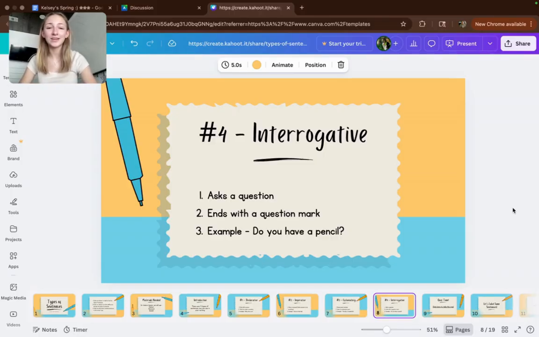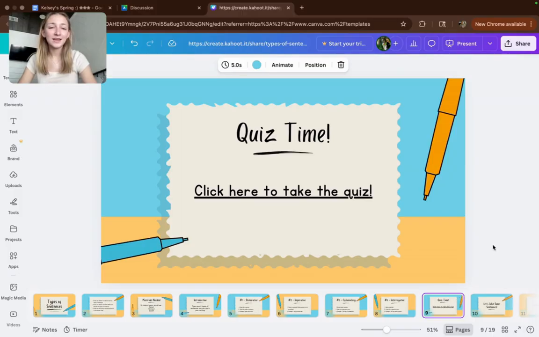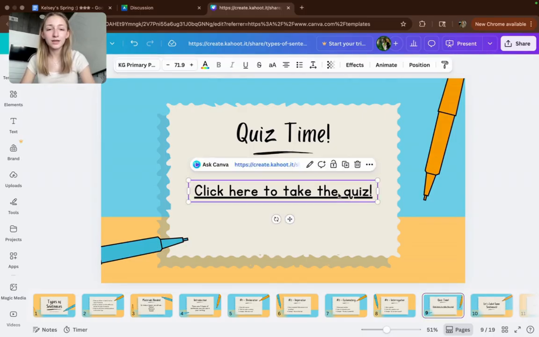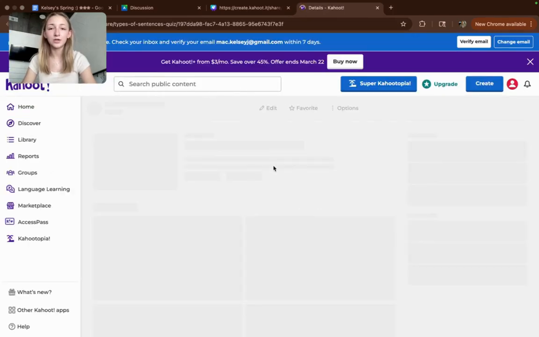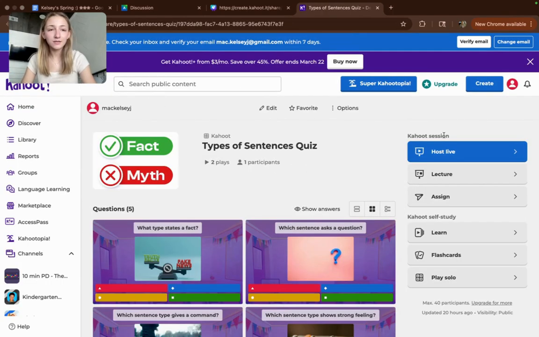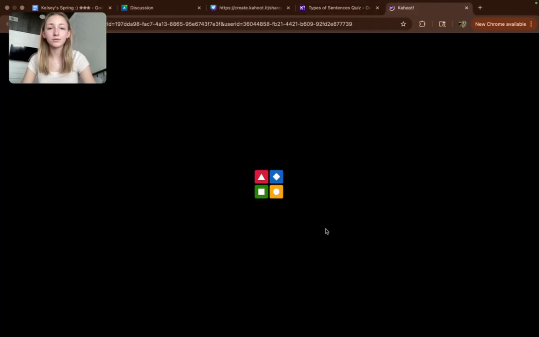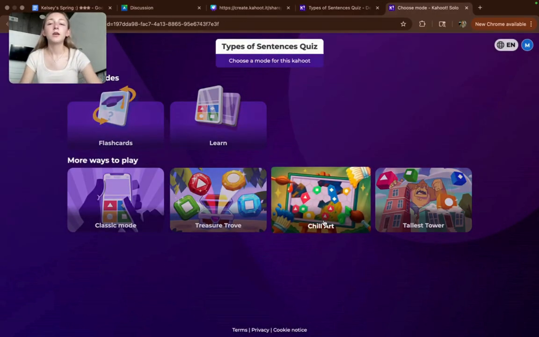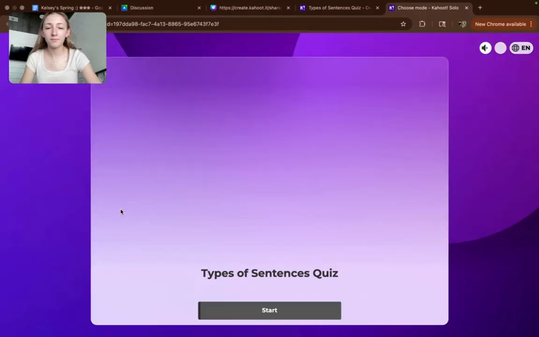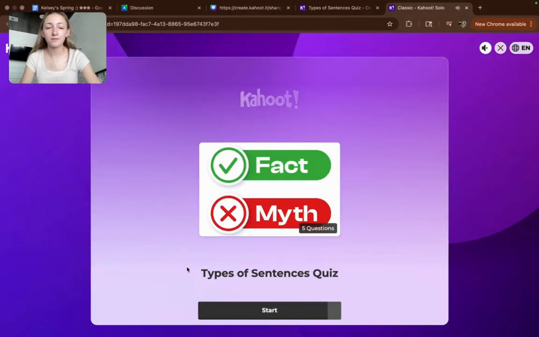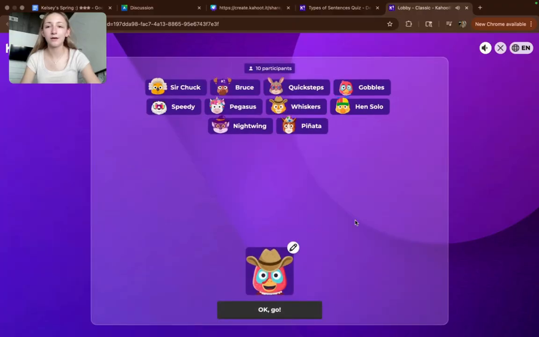That's an interrogative sentence. All right, so now I will give the students time to take a quiz just to test them on what we just learned and quickly refresh their memory. So they can just click on this link and it will take them to Kahoot, and then they would be able to play the game by themselves. Or honestly, if I was hosting a live class, I would do the live version of this.